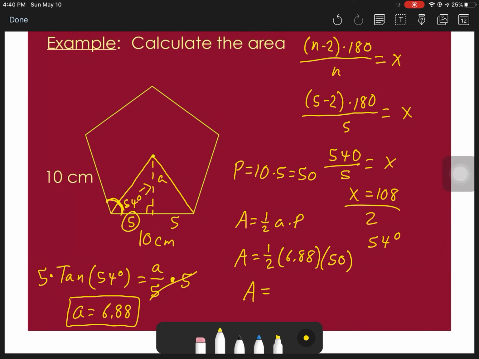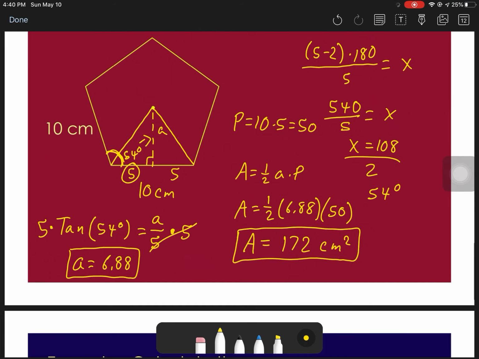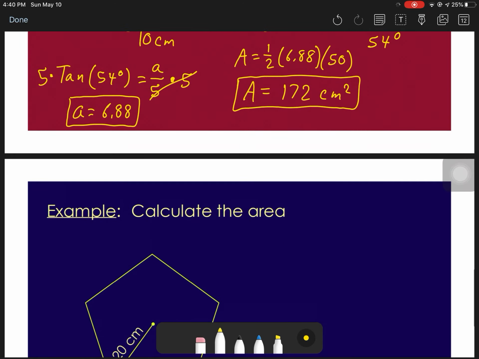Again, this is just one of those lessons that the more you practice it, the better you get, just like with everything in math. 172 centimeters squared. That one ended up being pretty nice. Okay. All right, give you a little time to just write that down.